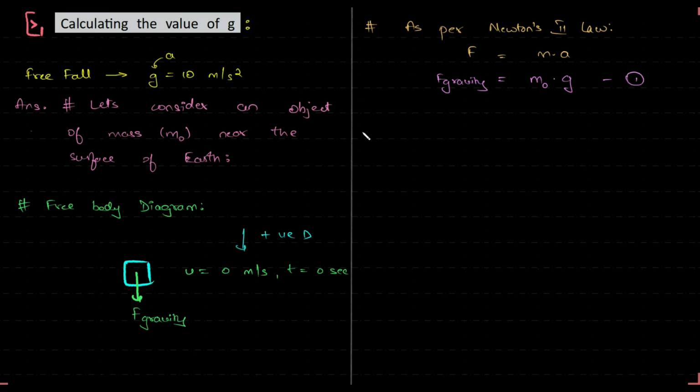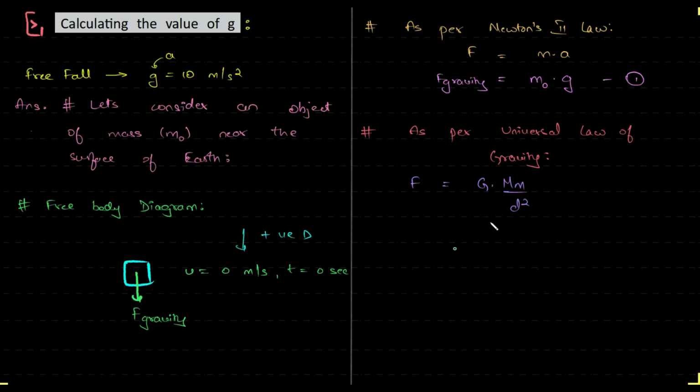Right guys? Next, as per the universal law of gravity, what does it tell? It tells us that the force between two objects is given by G capital M small m by d square. Here F is F gravity, that is the force on this particular object. Okay, let me draw it.